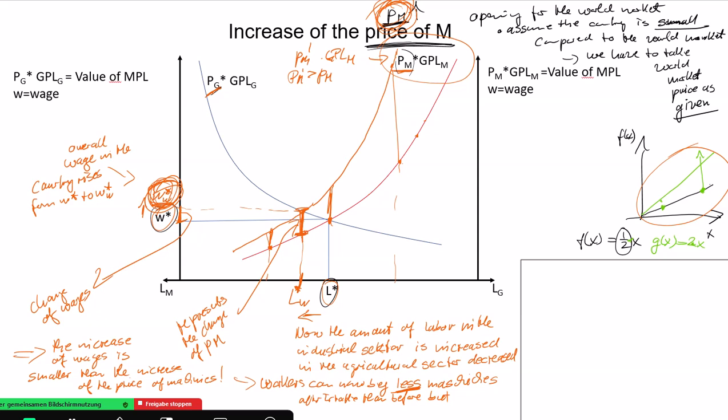But if I prefer to eat, if I prefer to buy agricultural goods, what can I say then when my wages have increased and the price of the agricultural good is still the same? Yes, workers can buy more wheat. So, and now please take your microeconomics course. Am I better off as a worker?